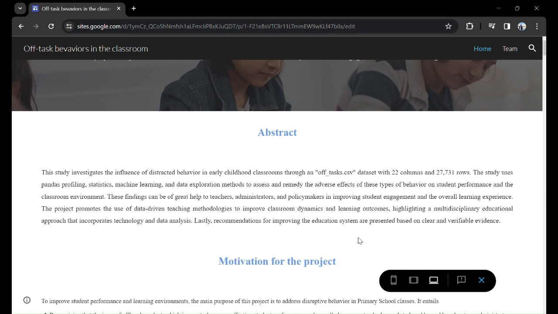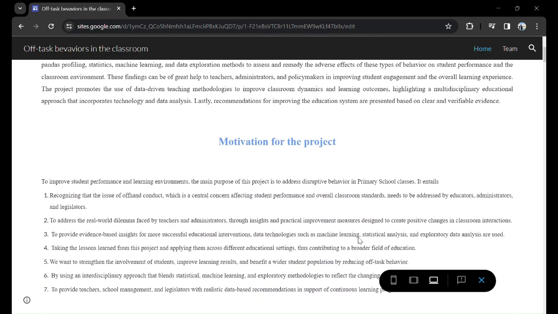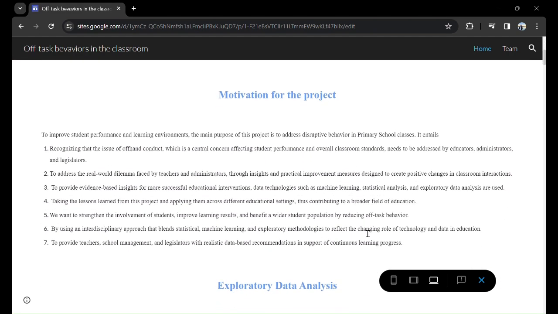Coming to the motivation, the issue of off-task conduct in classroom poses a serious impediment to effective learning, significantly impacting both individual students' performance and the overall classroom environment. The challenge lies in the difficulty of providing quality education caused by off-task behavior. This issue not only hampers the learning focus but also creates a formidable challenge for educators and policymakers striving to enhance classroom engagement and educational outcomes.